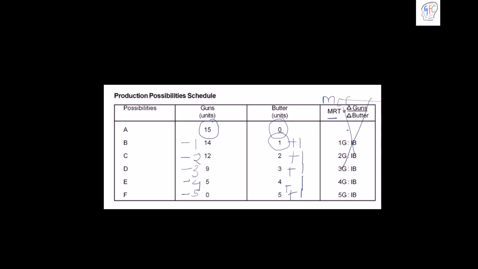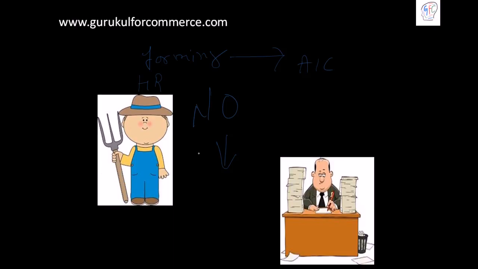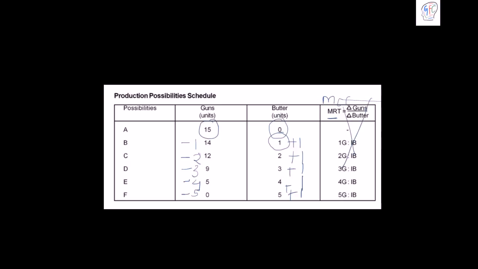Why were you required to lose more guns to produce a single more unit of butter? This happens because of the sixth assumption, which we recently discussed. Recall, resources are not equally efficient in production of all products. Therefore, when the resource was transferred from guns to butter, the efficiency of the resource was put for butter and was taken away from guns. That is the reason why you have to let go more to increase production of the other good by the same proportion. We are going to discuss more about it in the lecture. So, I hope you have understood guns and butter and the possibilities.